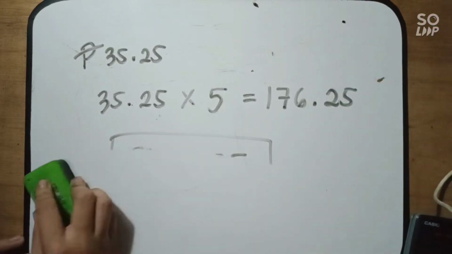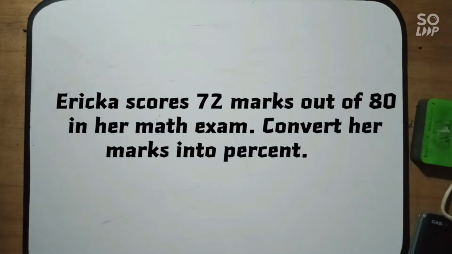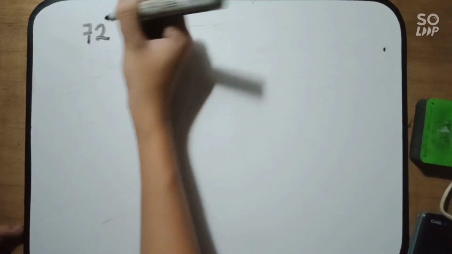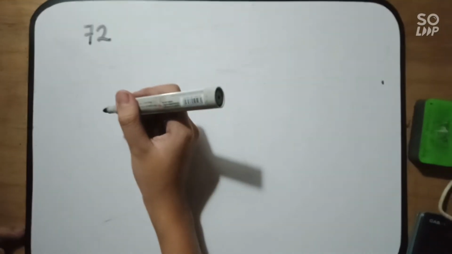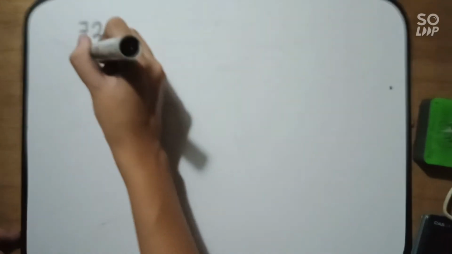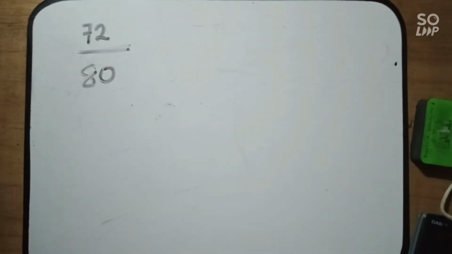So for the concept of percentages, there are also situations in which we use the different fundamental operations for percentages. In the given, Erica scores 72 marks out of 80 in her math exam. Convert her marks into percent. So here, the given is 72, which is the score of Erica, over 80, which is the total number of items in her math exam.